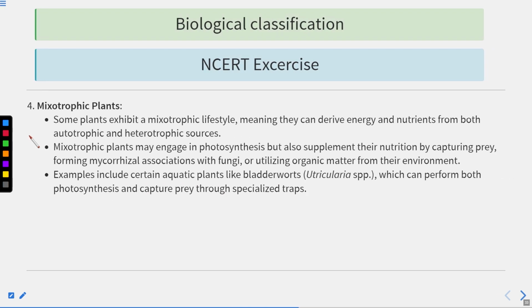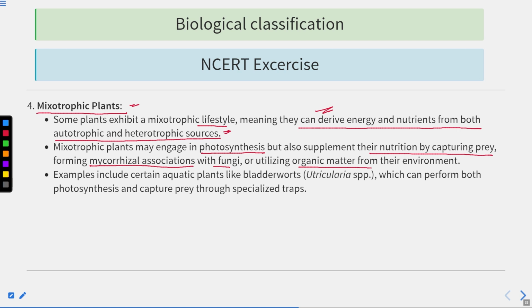Another is the mixotrophic plant. So some plants exhibit a mixotrophic lifestyle, meaning they can derive energy and nutrients from both autotrophic and heterotrophic sources. Mixotrophic plants may engage in the process of photosynthesis but also supplement their nutrition by capturing prey, through mycorrhizal association with the fungi, or utilizing the organic matter from their environment.